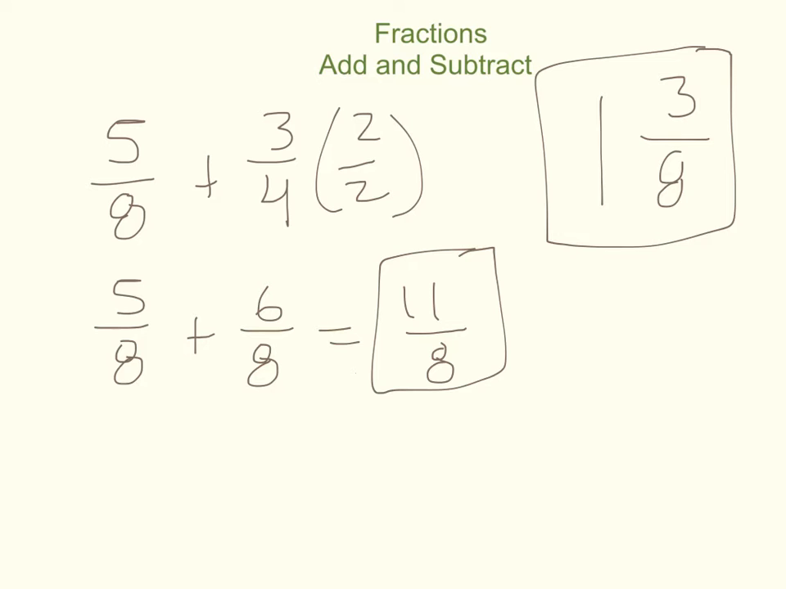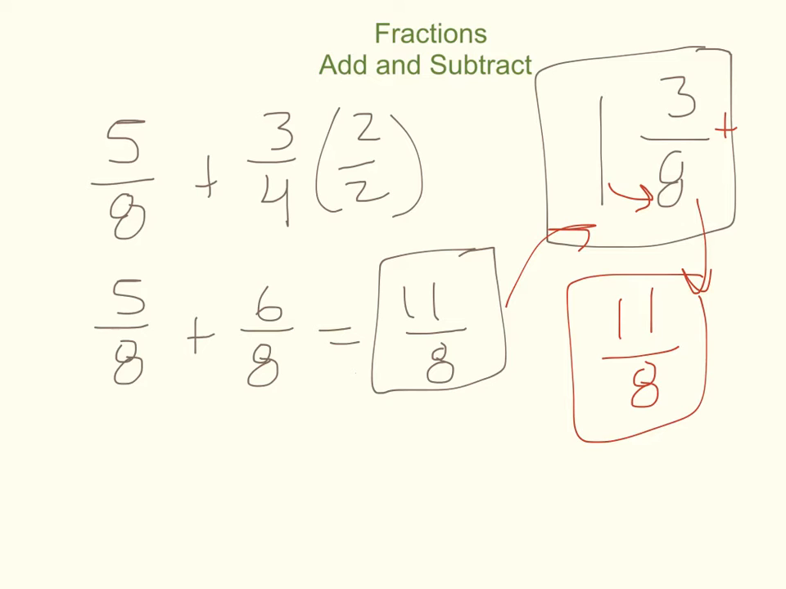And then if you want to go back, you multiply 1 times 8, and then add 3. So we say 1 times 8 is 8. 8 plus 3 is 11. And then keep your denominator every time. So that's how you go back and forth.